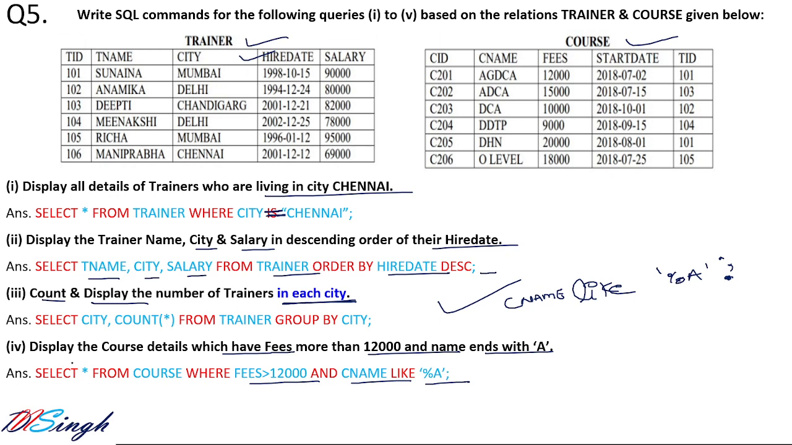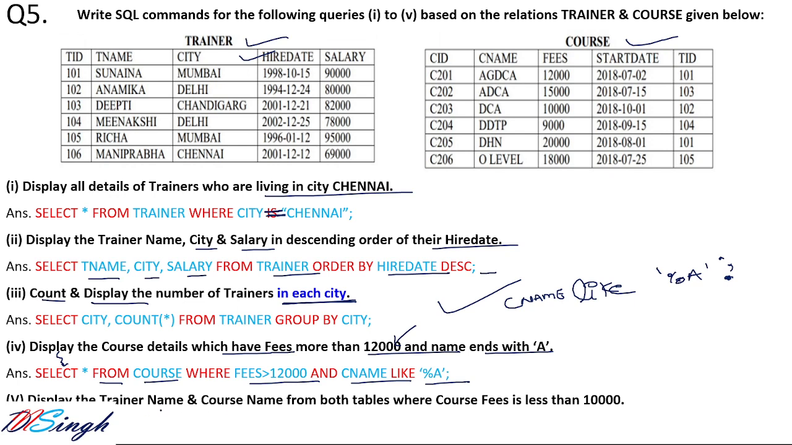For displaying purpose, always remember you are going to use which command? Select command. If the column is not specified, how many columns you want to display, just go for star to display all the columns. From clause will always have tables in it. So from table name is course, where clause is used to specify condition. So we want fees should be greater than 12,000 and C name like A percentage. So anything in front of A can be allowed, but A must be at the last of each string.